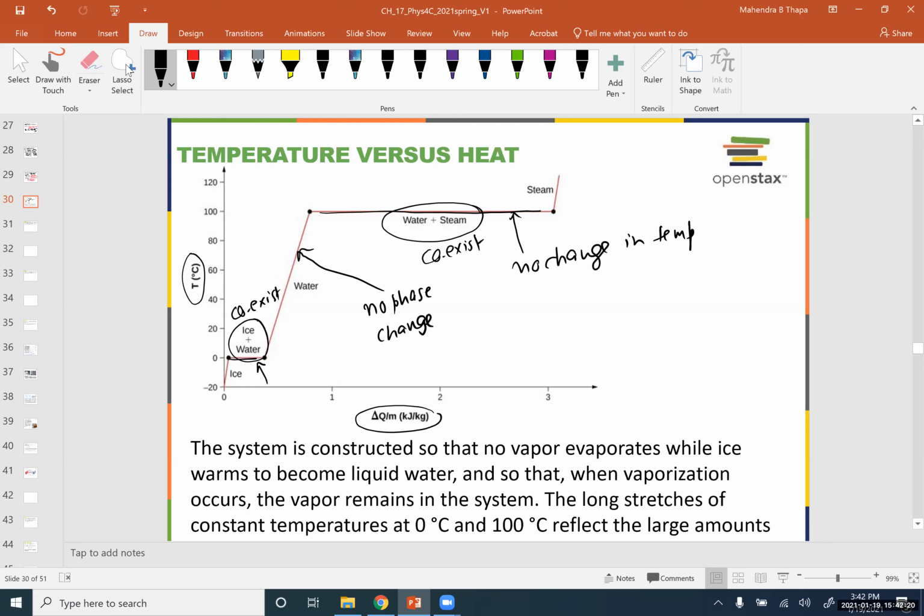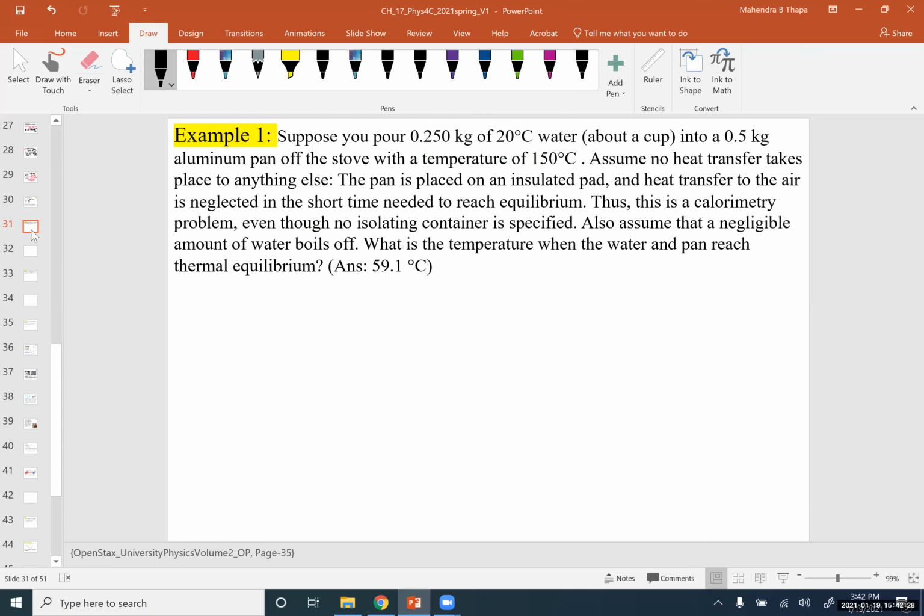Okay, so this is just a plot that tells you how it looks. Okay, let's do some problems here. Suppose you pour 0.25 kilogram of 20 degrees Celsius water into a 0.5 kilogram aluminum pan on the stove with a temperature of 150 degrees Celsius.